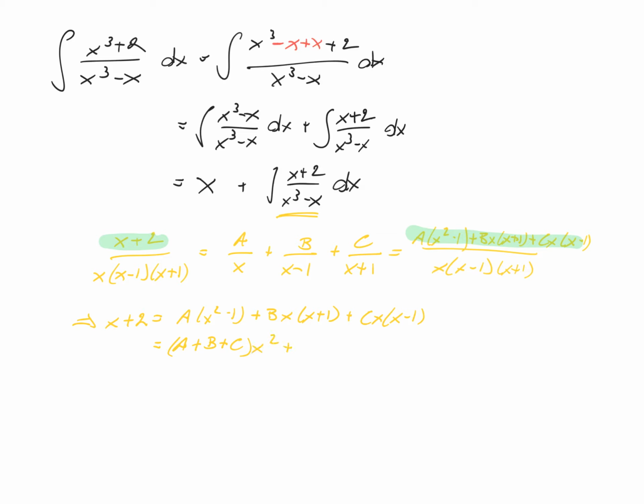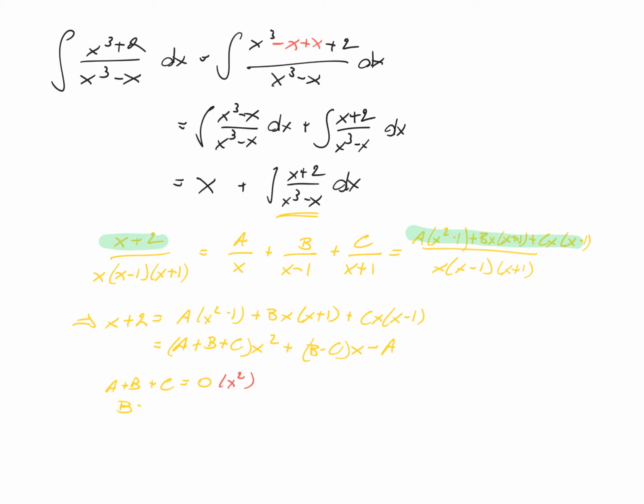Then in x, what do we have in x? In x we have b minus c. And then finally the constant term here is minus a. The degrees of x have to have the same coefficient. So this means that a plus b plus c, which is the coefficient of x squared on the right hand side, has to be 0 because there is no x squared on the left hand side.